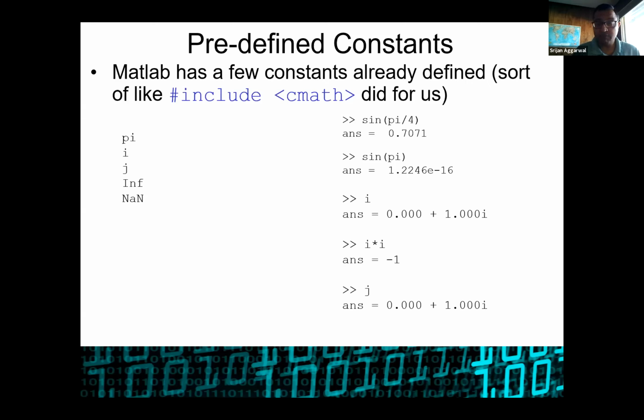Now, if I say i, what is i? It says it's 0 plus 1i, which is a complex number. And when I say i star i, it gives me -1. And what's j? j is the same as i. You notice that MATLAB can also be used as a calculator. You have this prompt here, whatever you type, it'll give you the answer. Everything you type is automatically stored in a temporary variable called ans, as in answer, similar to what happens in a calculator sometimes.